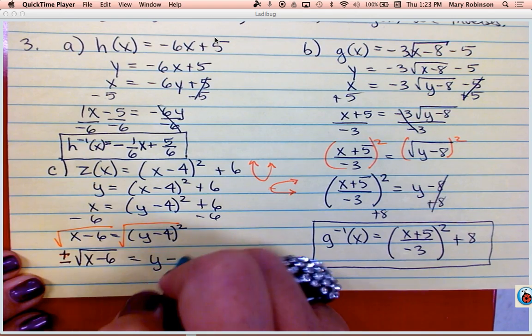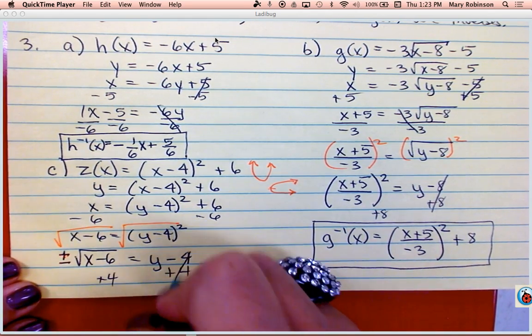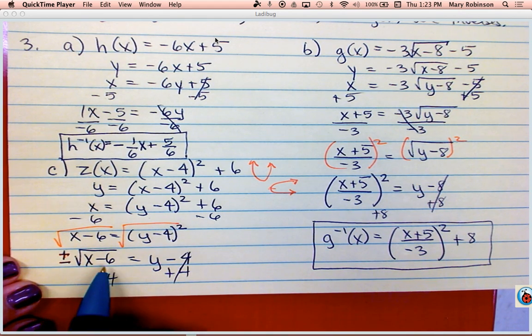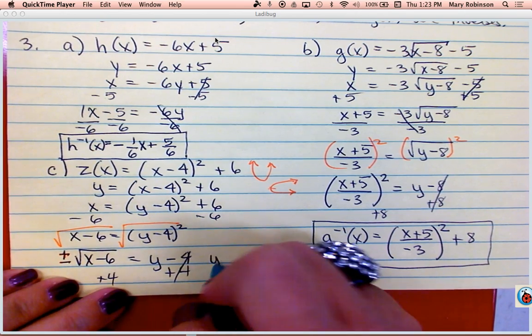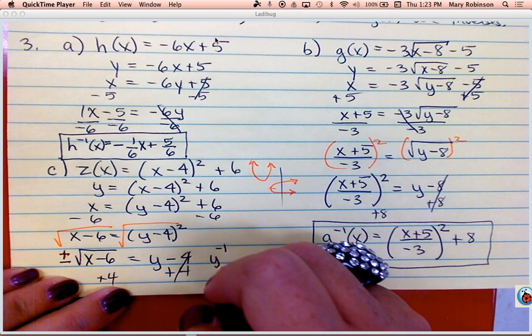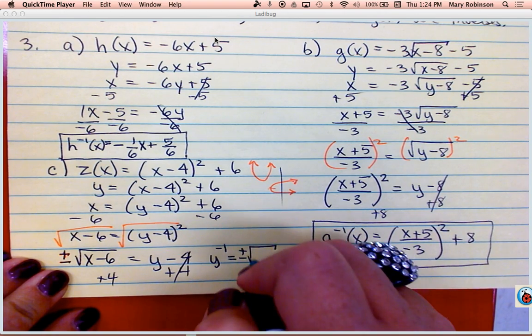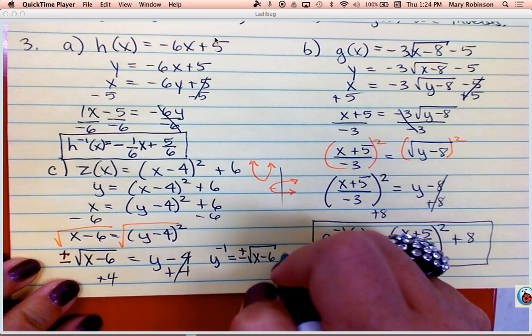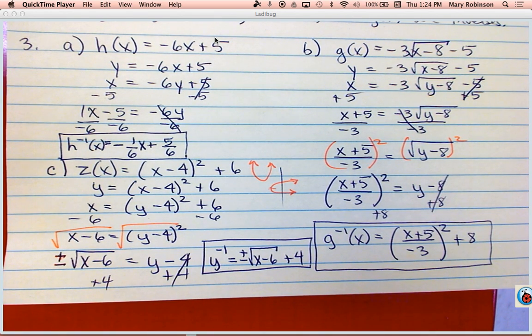Equals y subtract 4. Last step would be to add 4 to both sides, but be cautious. Do not add the 4 to the -6 here. Simply rewrite it as y inverse, because it actually does not pass the vertical line test. We can't write it as a function. Y inverse equals plus or minus the square root of the quantity x minus 6 with plus 4 on the outside. Okay?